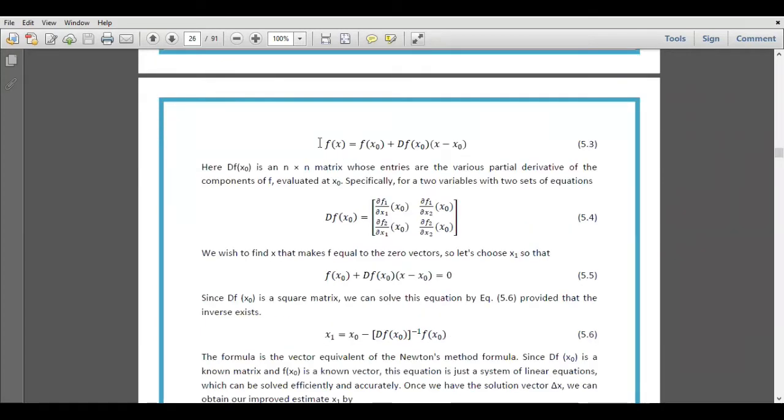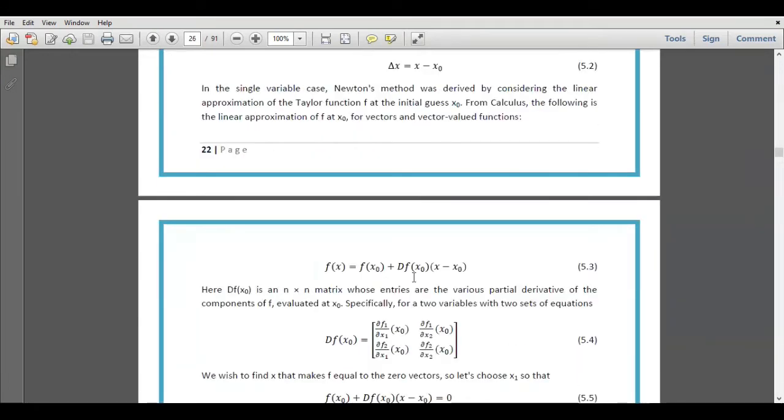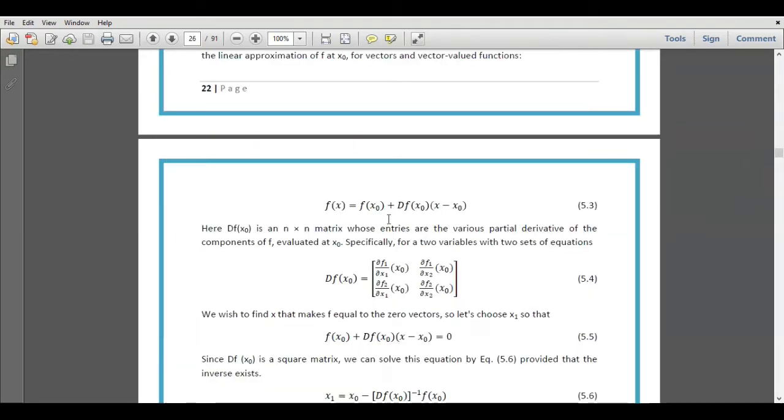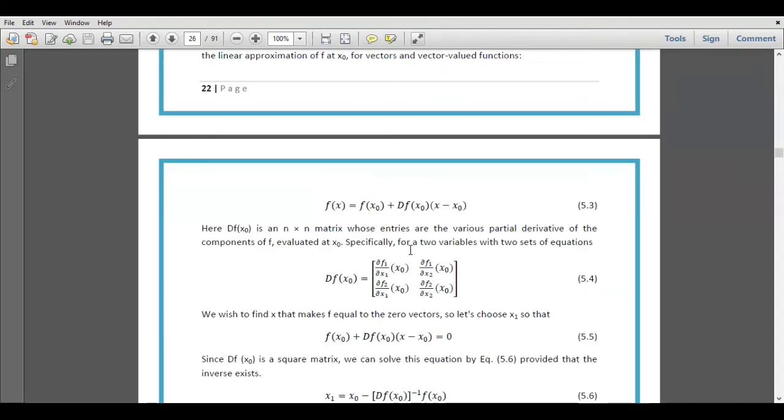And when I try to solve this set of nonlinear equations using the Newton-Raphson method, I will apply the Taylor series. The only difference is that in the single variable Newton-Raphson method, we had a derivative term of that single mathematical function. In this case, we have several mathematical nonlinear functions. So this derivative term will be replaced by this matrix, and this matrix has derivative terms of each mathematical function with respect to all the variables. And this matrix of derivative terms is called the Jacobian matrix.